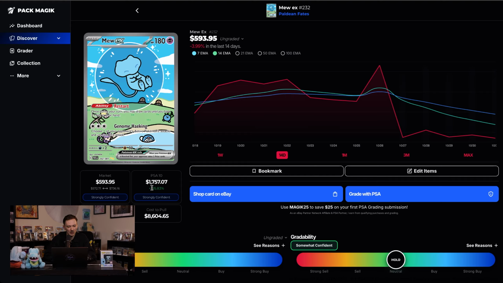In the PSA 10 price, you can see this percentage change. That is the gain off of the market price.